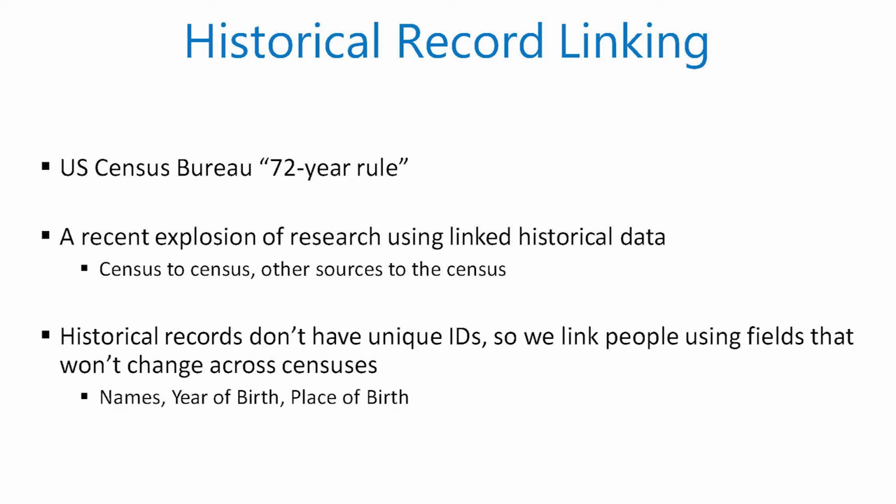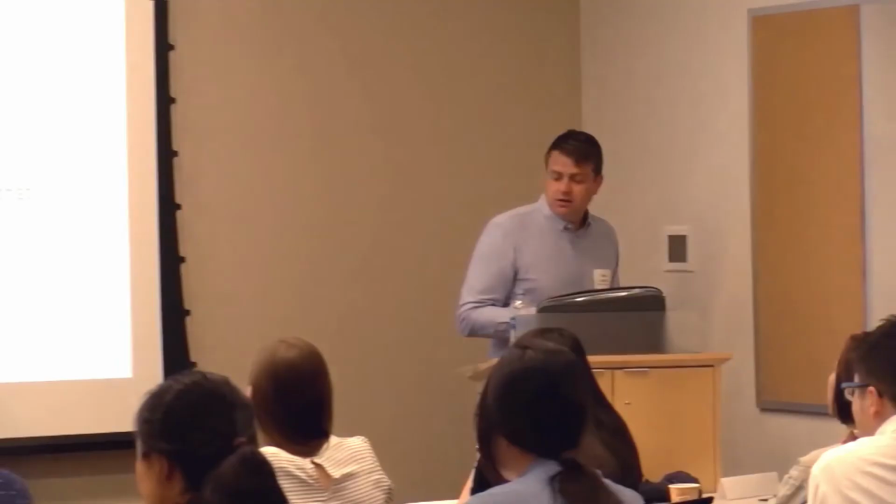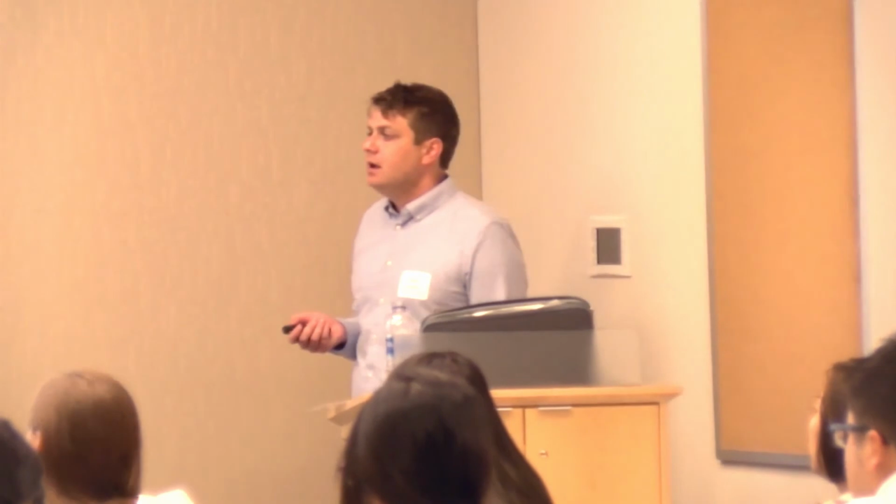However, when we link historical records, we don't have unique identifiers of individuals, right? All this data predates Social Security numbers, and there are no numbers that would allow us to follow people across administrative sources. So instead, we match people by their first and last name, their year of birth, and their country, or place, or state of birth, right? And this introduces various challenges to following certain populations over time, right?